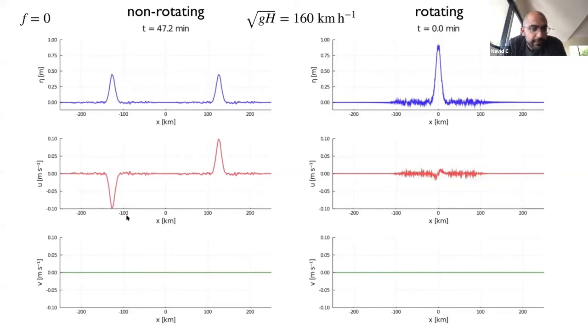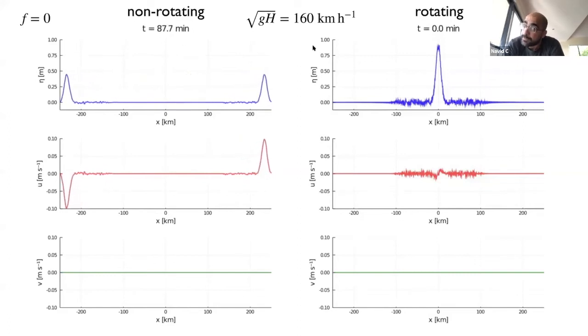Note that these are very big distances. This is already 200 kilometers, and it's been only an hour or 2 hours. These waves propagate really fast. Okay, let's do it again.